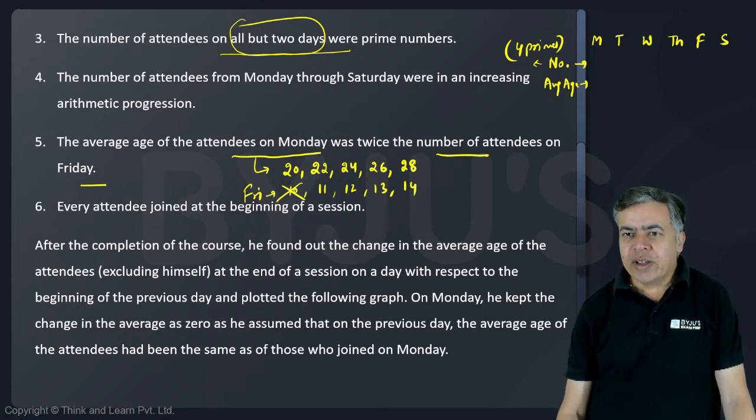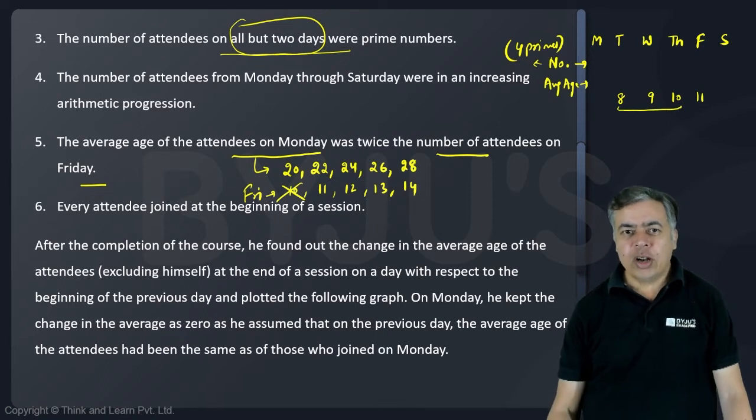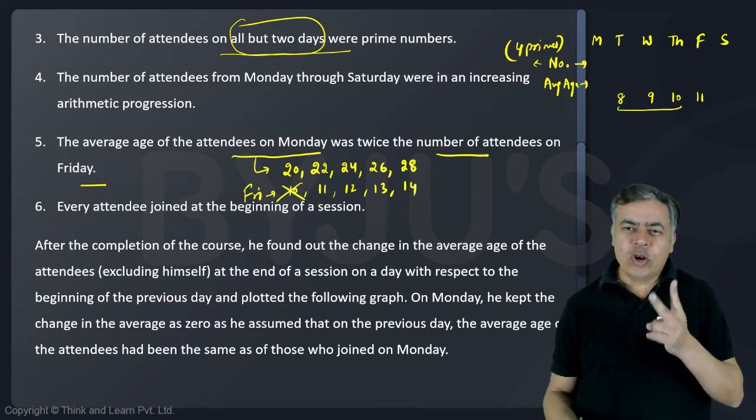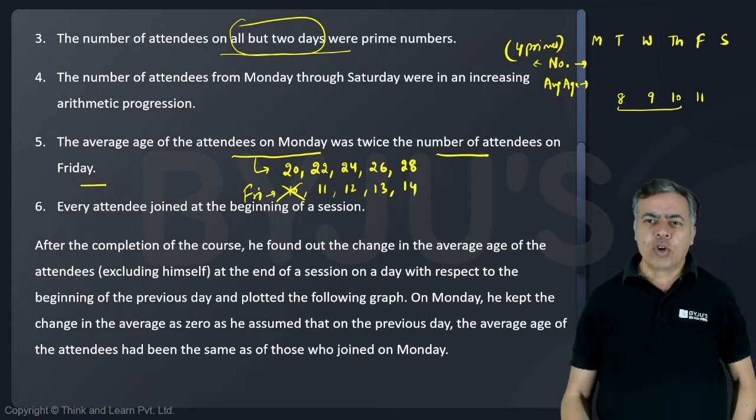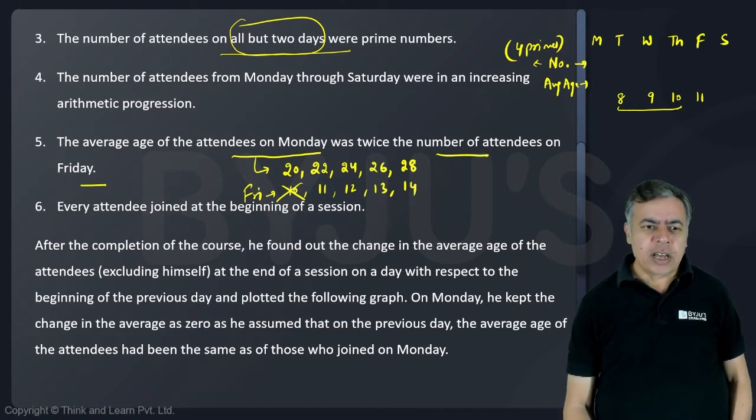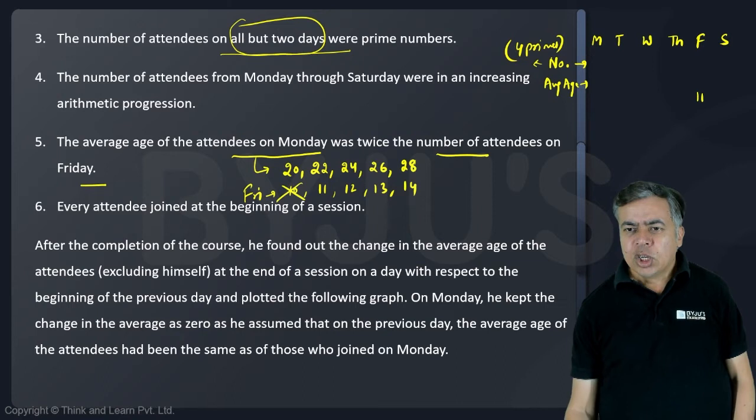If I take 11 here on Friday, what are the possibilities? If I take 10, 9, 8, here there are 3 terms which are not prime. Only 2 should be not prime, because 4 must be prime. So this is not possible. Again, this is not possible, right? So if I take 11 with a common difference 2, then it can be 11, 9, 7, 5, 3 and 13. So here 3 is prime, 5 is prime, 7 prime, 11 prime, 13 prime.